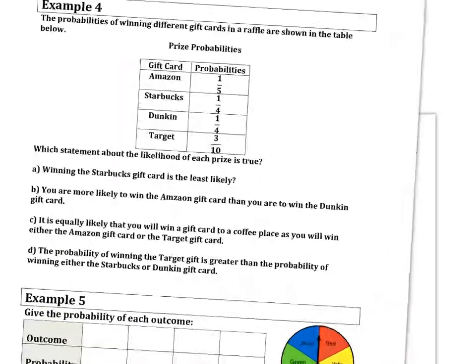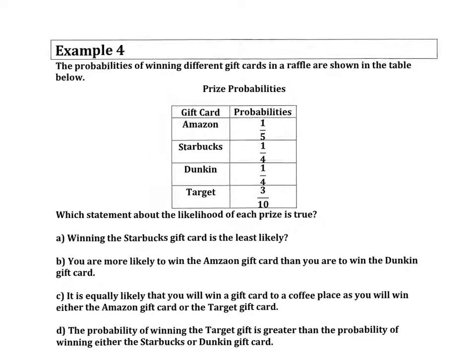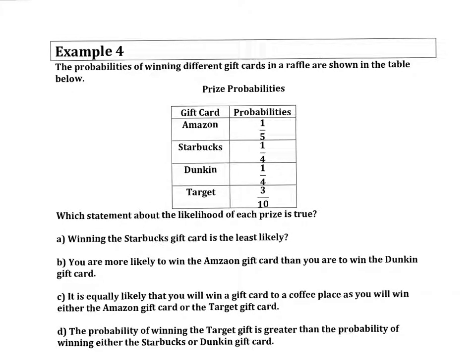We have example 4. This is a multiple choice question, so we have to read carefully through and make sure that we pick the correct choice. So it says the probabilities of winning different gift cards in a raffle are shown in the table below. Which statement about the likelihood of each prize is true?